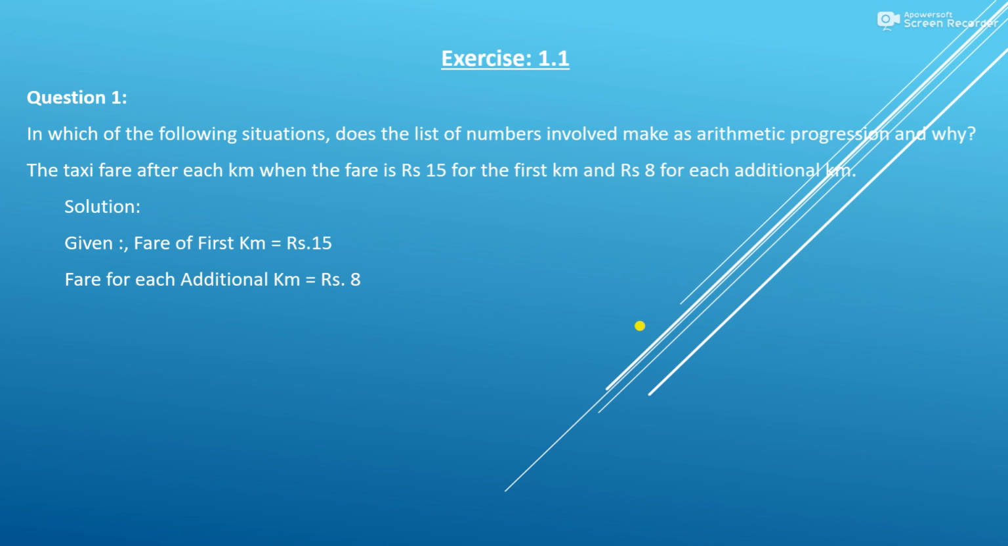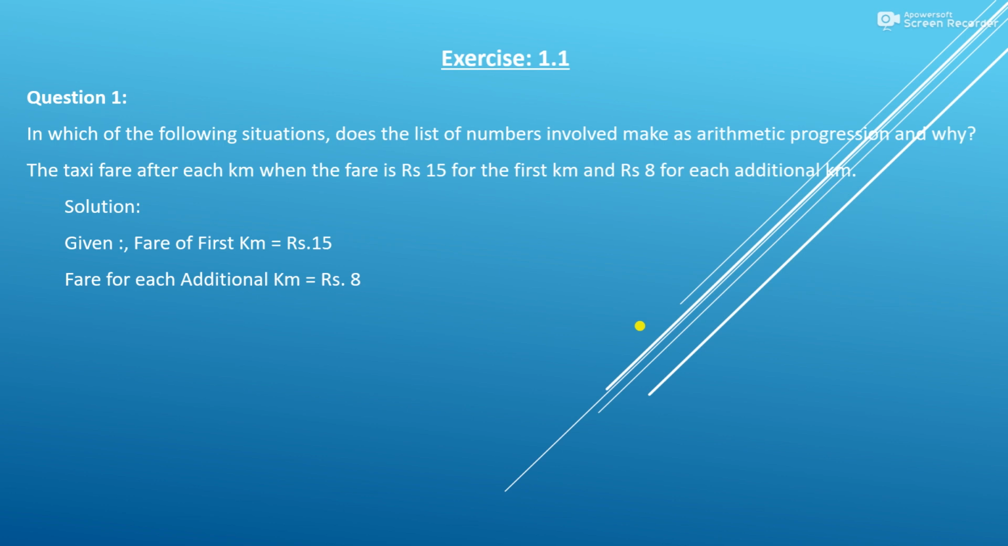The first one: the taxi fare after each kilometer, when the fare is rupees 15 for the first kilometer and rupees 8 for each additional kilometer. The question is, for the first kilometer the fare of the taxi is rupees 15 and for the next kilometer it is rupees 8. So the solution: the fare of the first kilometer, they have given, is rupees 15.